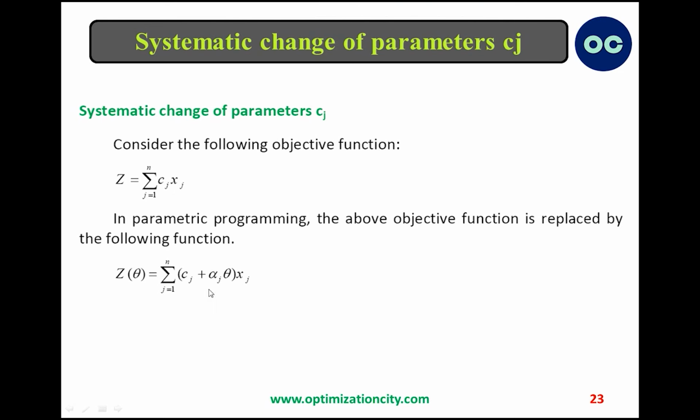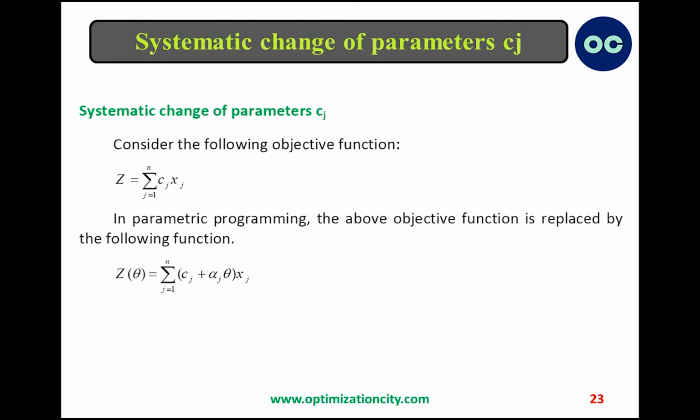Here, aj represents the constant data that determine the rate of change in the objective function coefficient. We increase the value of theta from 0 to demonstrate the effectiveness of the linear programming model as theta varies.